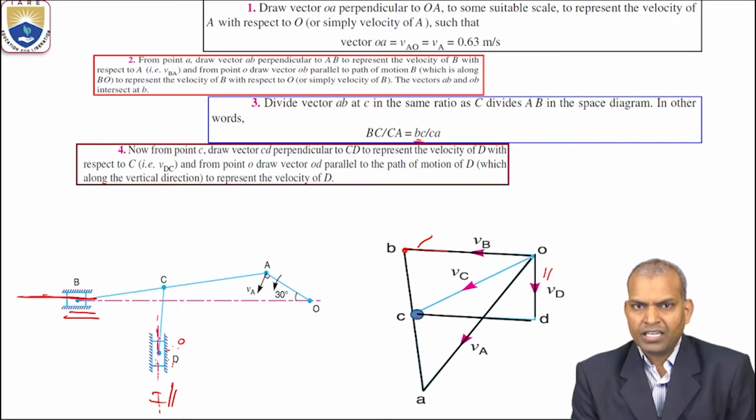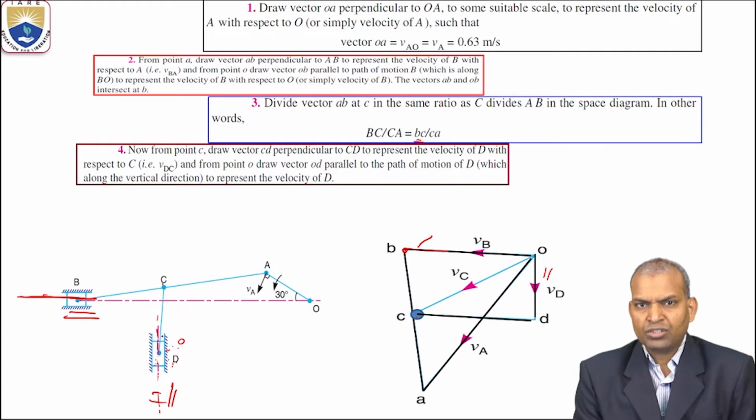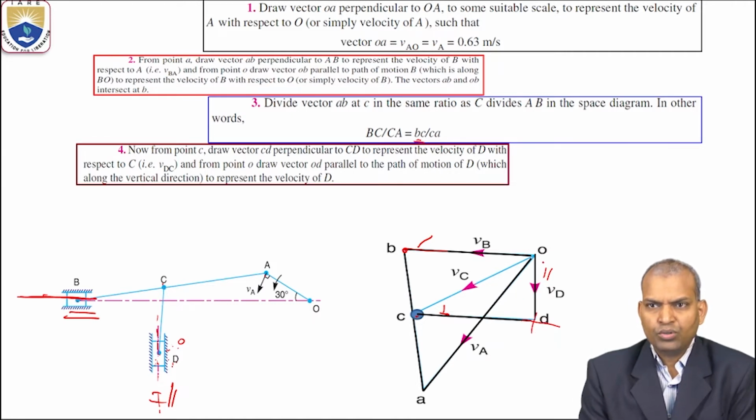Draw a vector line from point C to D. Draw a line perpendicular to CD. Then this is the perpendicular line. So both will intersect at point D. Now join D to O and D to C.